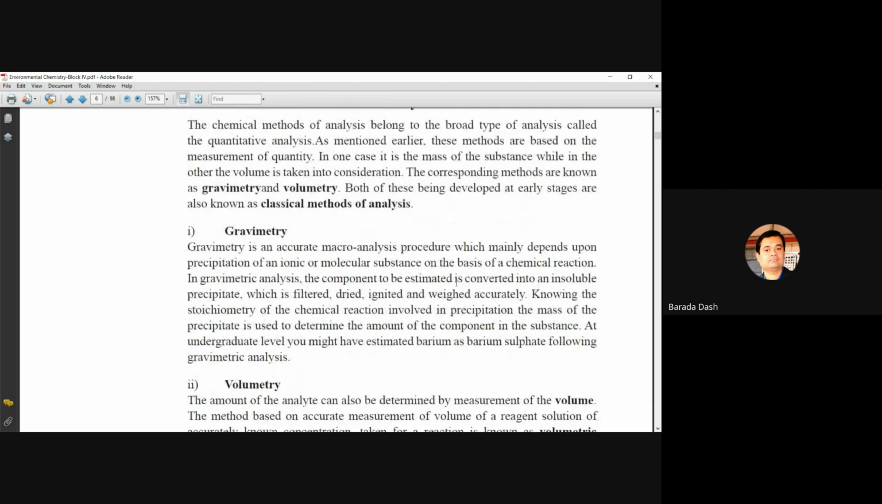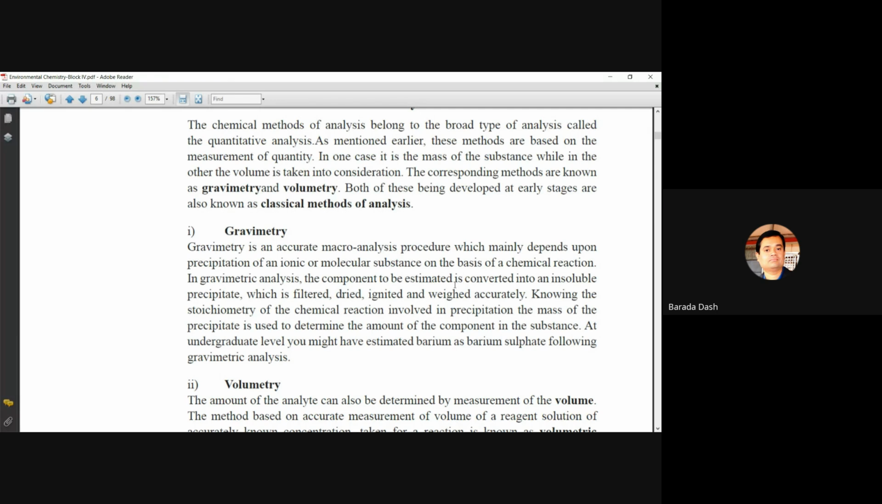So what is gravimetry? Gravimetry is an accurate macro analysis procedure which mainly depends upon precipitation of ionic and molecular substances on the basis of a chemical reaction. So basically gravimetry is based on precipitation. If something precipitates out, you take the precipitate, filter it, and analyze what the weight of the precipitate is. So basically that is the gravimetric analysis.